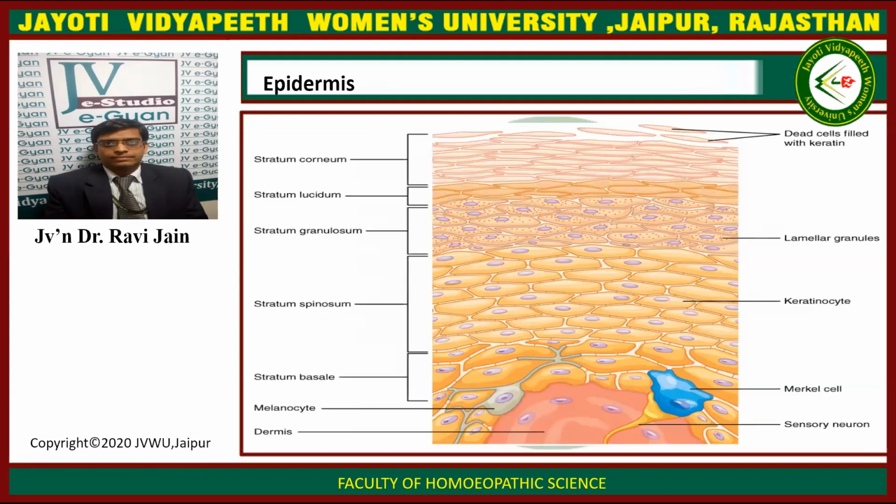So this is the basic anatomy of the epidermis. We have stratum corneum, lucidum, granulosum, spinosum, and the basal layer, which contains melanocytes. There are dead cells filled with keratin in the stratum corneum, lamellar granules in the granulosum layer, keratinocytes in the spinosum layer, and Merkel cells in the basal layer, and we also have a sensory neuron. So this is the structure of the epidermis. Now we will be discussing the 5 layers one by one.